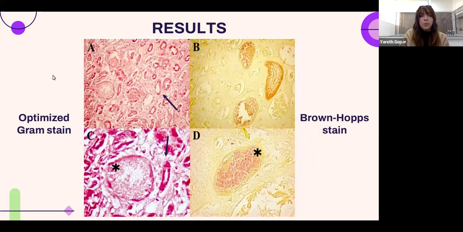These sections correspond to pyelonephritis samples. This figure shows a comparison between our optimized Gram stain here on the left and the Brown-Hopps stain on the right. As you can see, the morphology of the tissue and the lesions caused by the infection, which are pointed by the arrows, can be best appreciated with our optimized stain. In the Brown-Hopps stain, although the contrast is increased for the bacteria, the morphology cannot be appreciated. While in our optimized stain, you can appreciate the morphology while at the same time also observing the bacteria present.